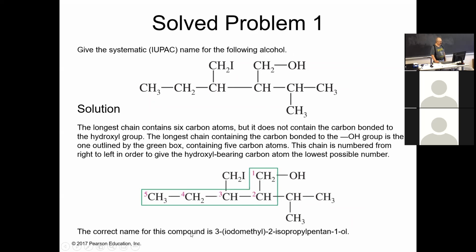So the correct name for this compound is 3, and then in parentheses, iodomethyl. That's a substituent on a substituent. And 2-isopropyl pentan-1-ol.